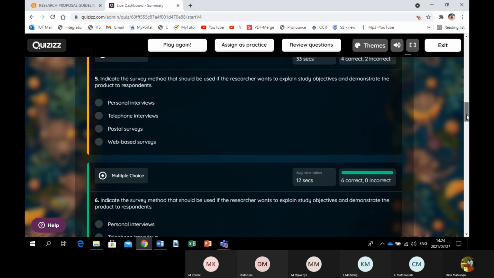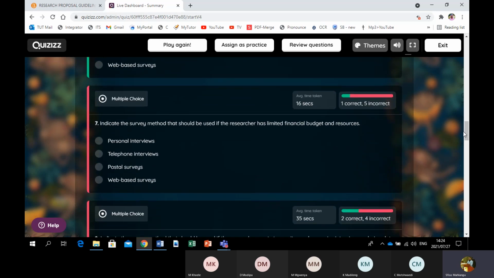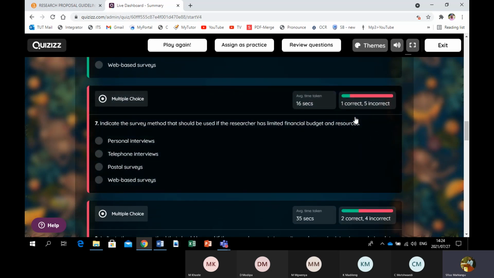So let's quickly look at another question such as this one, whereby only 1 person was able to choose it correctly. Indicate the survey method that should be used if the researcher has a limited financial budget and resources. Which one is cheap, do you think here?